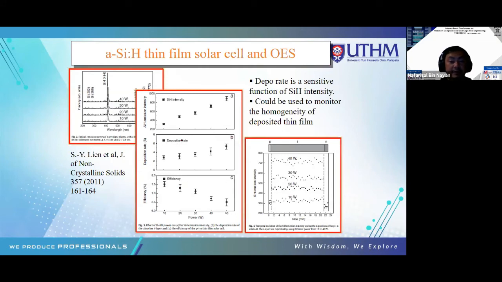So this is an example where they studied hydrogenated amorphous silicon, with the power density that we apply to the thin film. So this is the example. You can see that when you increase the power, the SiH emission intensity increases.